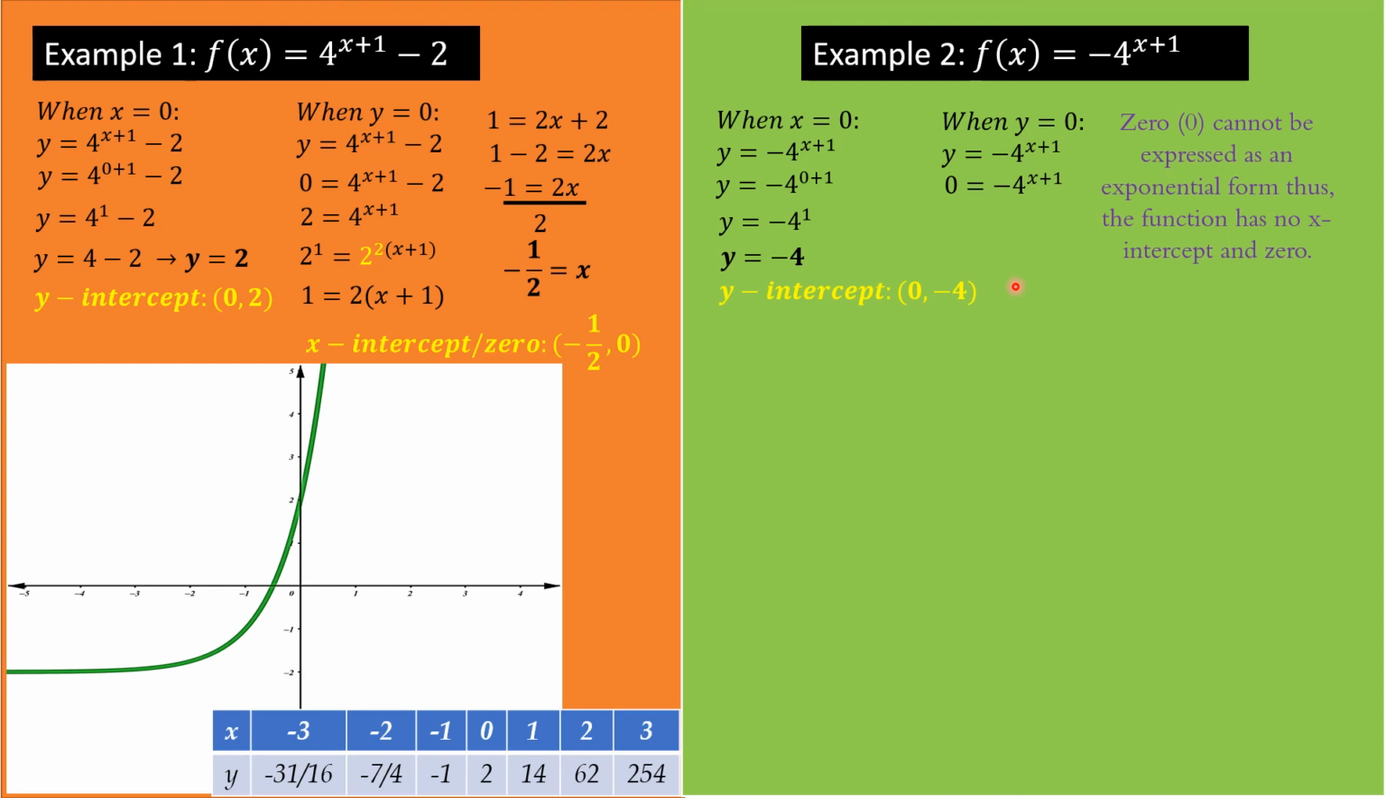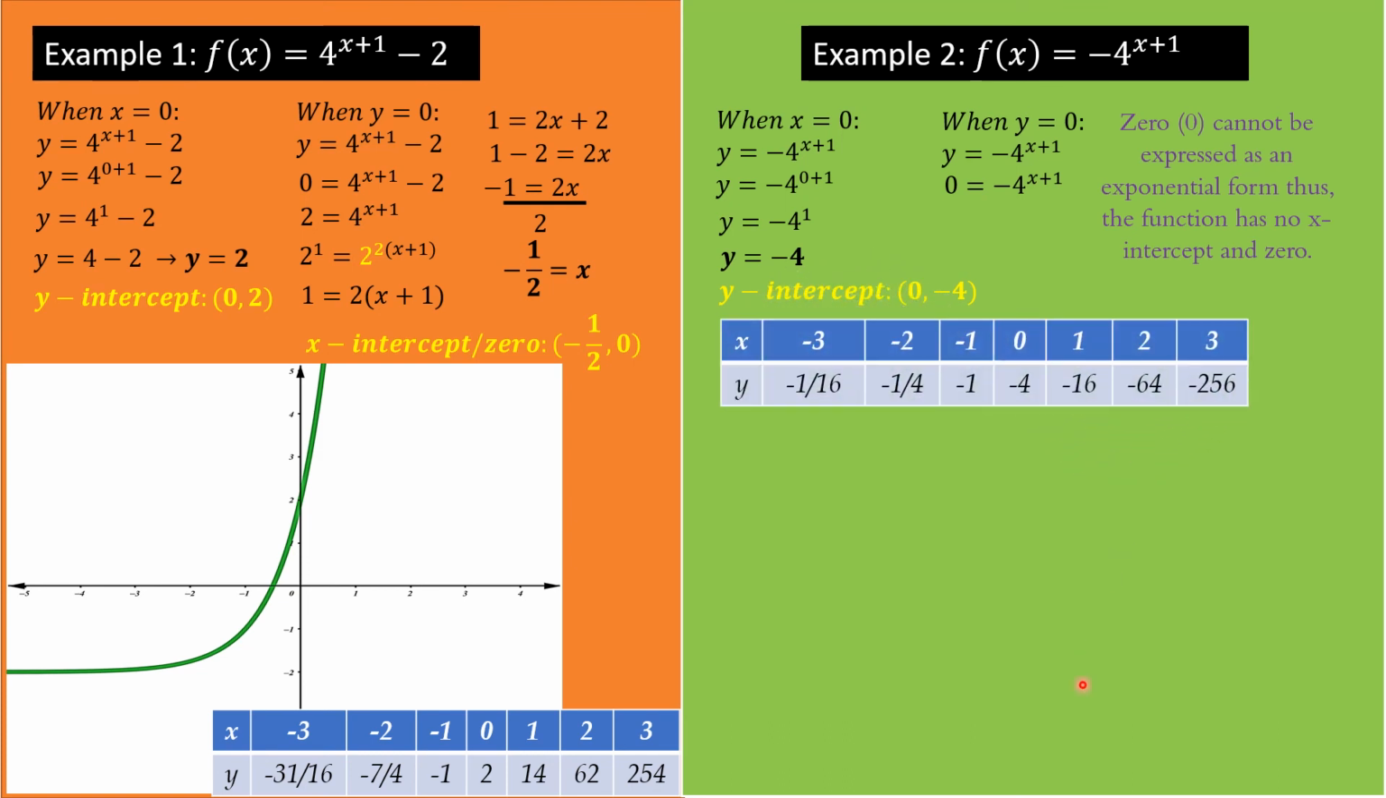Then, proceed na tayo sa table of values. So, I already prepared table of values here. I assign values for x from negative 3 up to positive 3. And then, paano ko nakuha itong mga values ng y? I just substitute the x variables na nandito, yung inassign ko sa x na nandito sa function natin. So, when x equals negative 3 sa function na to, solve natin, ang sagot ay negative 1/16. Then kapag positive 3 naman, ang sagot ay negative 256. Ayan. Sinaturo ko na to on our last topic.